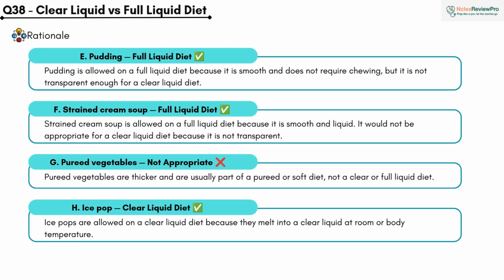Option G, pureed vegetables, are not appropriate for a clear or full liquid diet. Pureed vegetables are thicker and are usually part of a pureed or soft diet, not a clear liquid or full liquid diet. Option H, an ice pop, is a clear liquid. Ice pops are allowed on a clear liquid diet because they melt into a clear liquid at room or body temperature. Now, here is the NCLEX alert.